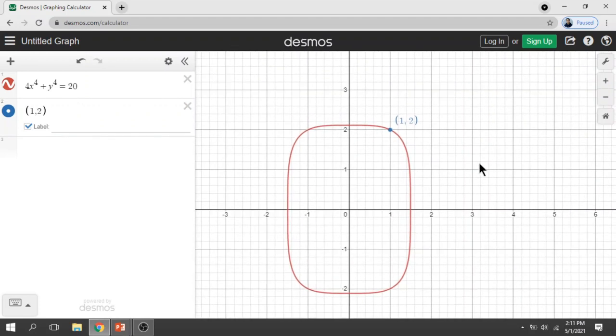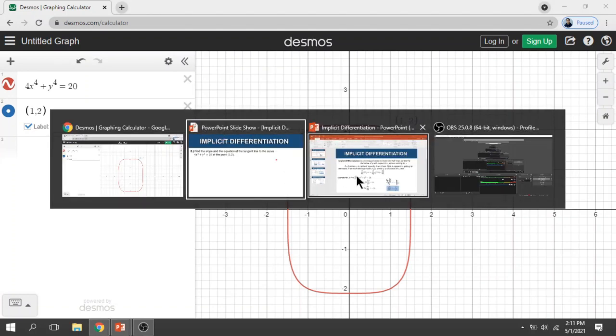So we're going to find the slope and the equation of the tangent line dito sa point na to. So kailangan meron tayong line na magi-intersect dito sa ating point. So how are we going to do that? So let's go back to our problem.